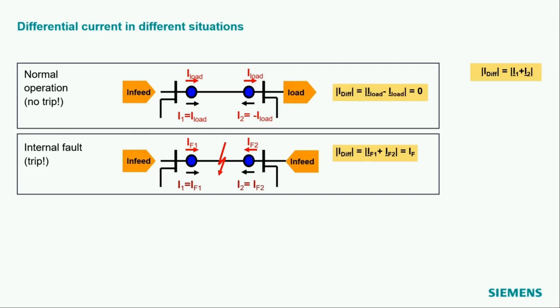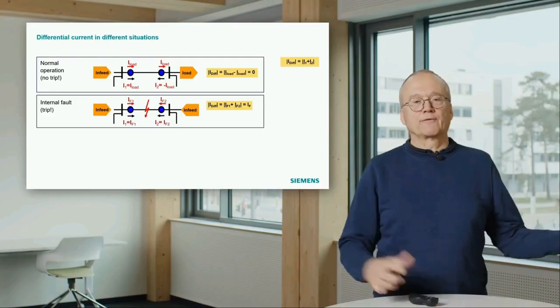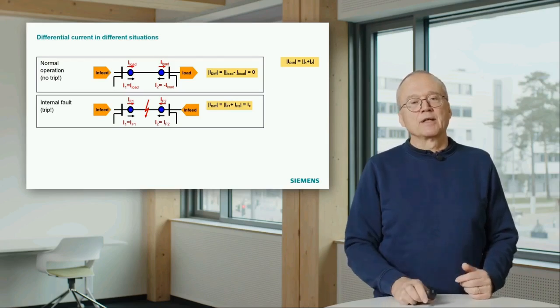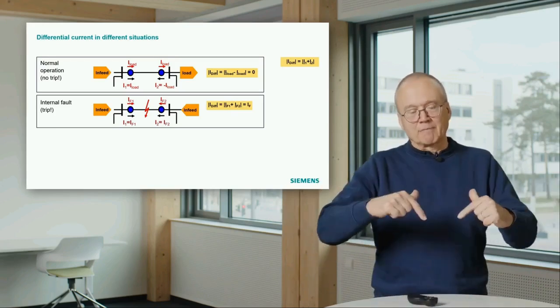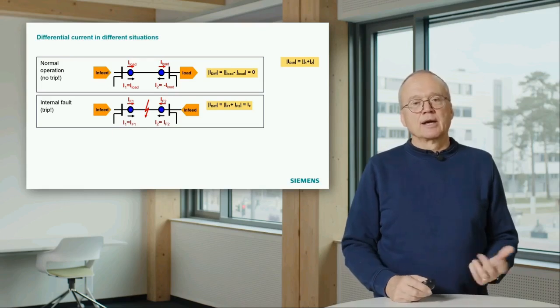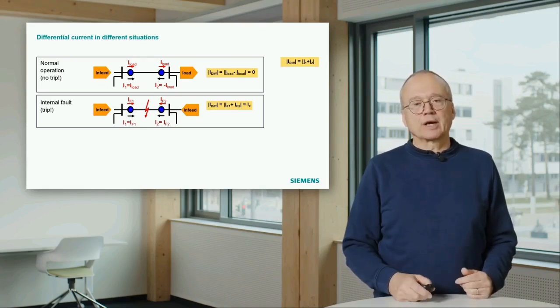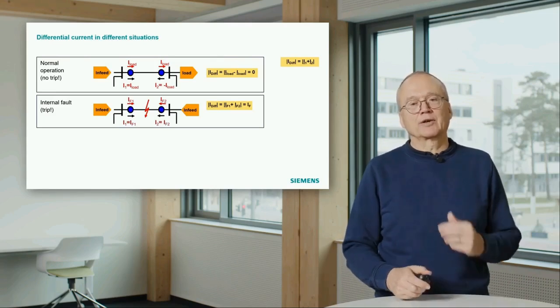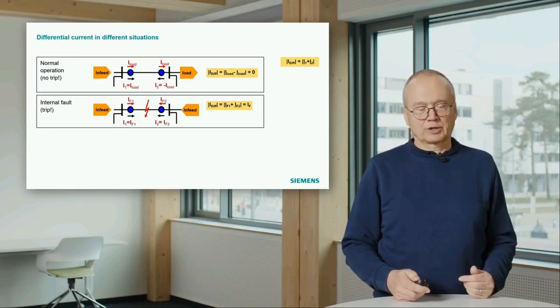Then we have the situation with an internal fault. That means we have a short circuit on the line between phase to ground or between phases, whatever. Remember, this principle is always done phase by phase. And what is the situation there? We have short circuit current flowing into the line from both sides. That means both current transformers measure incoming current, and if we sum up these two currents and calculate the differential current, we find that the differential current is equal to the fault current.